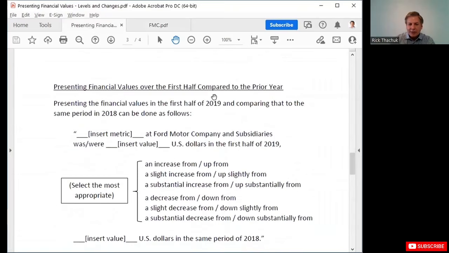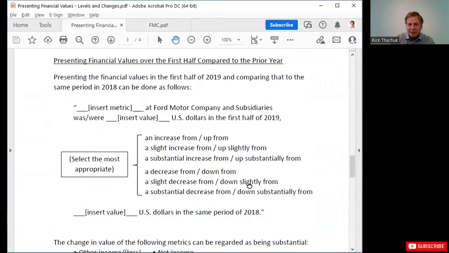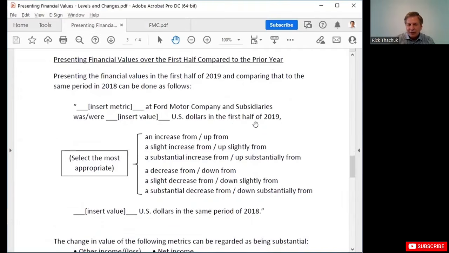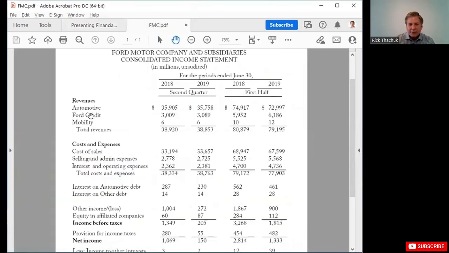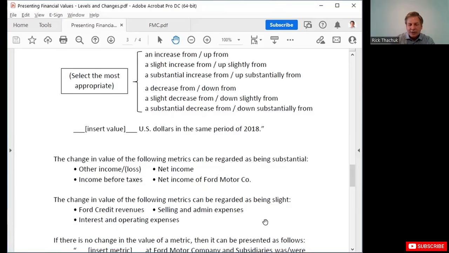This is comparing to the first half of the year. All of this follows the same pattern as last time, but now we'll be saying in the first half of 2019, these are the values that can be considered to be substantial and no. And these are the values that are slight. So our metric, automotive revenues, is not in any of them. So in this case, then it was a decrease. So we'll just be saying a decrease from or down from.